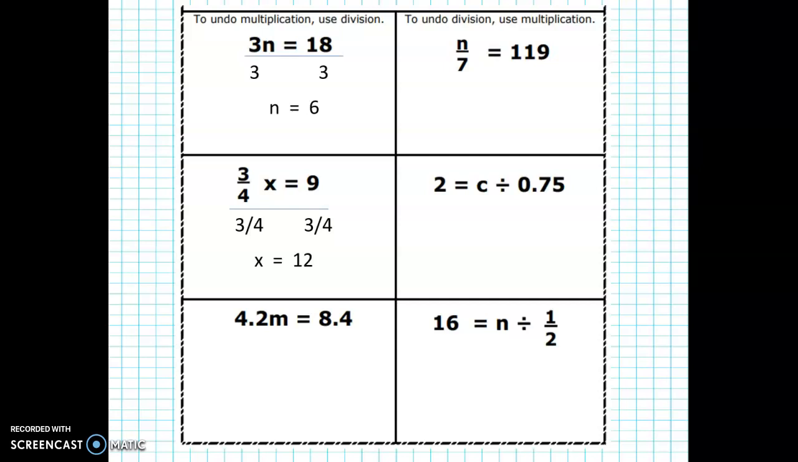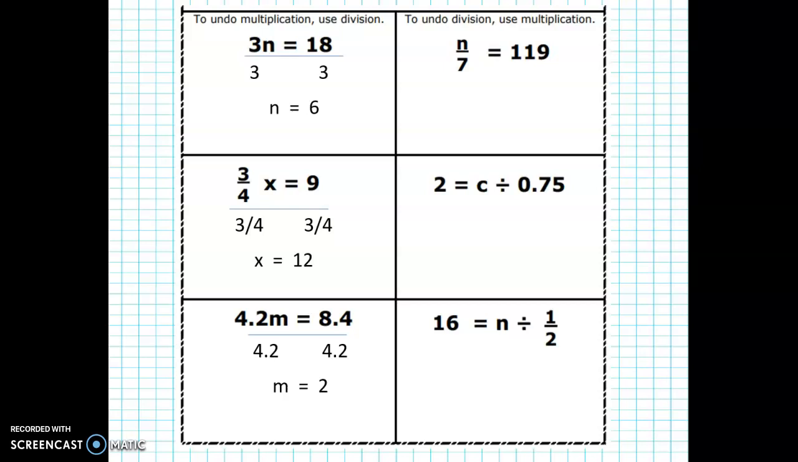4 2/10 m equals 8 4/10. Again, it's multiplication, so we are going to divide. Dividing both sides by 4.2, we get m equals 2. Substitute the 2 in for m, 4.2 times 2 equals 8.4.